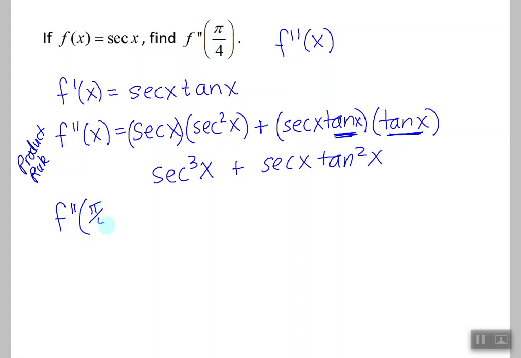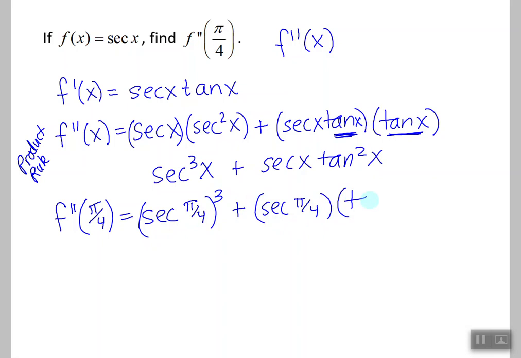F double prime of pi over 4 is secant cubed of pi over 4. Another way to write that is secant of pi over 4, and then the parentheses around all of it, and then cubed, plus secant of pi over 4 times tangent of pi over 4 squared. Let's evaluate those. Of course, we know our unit circle, so secant of pi over 4 is square root of 2.